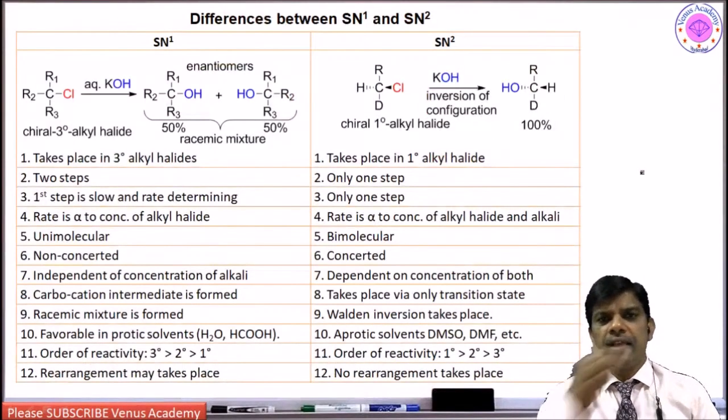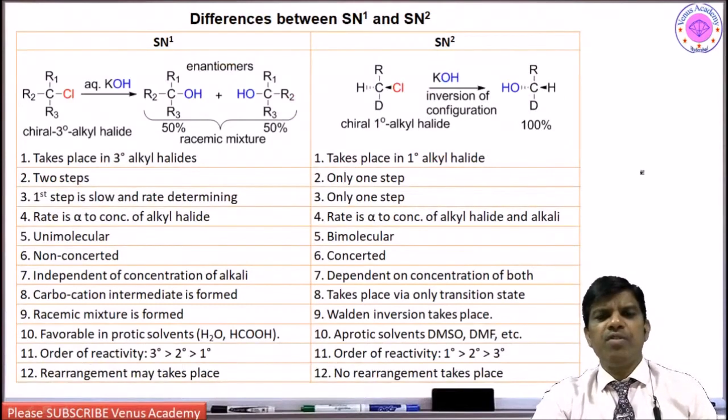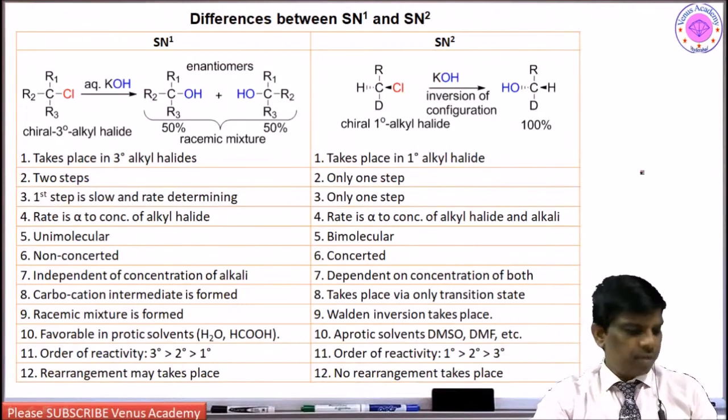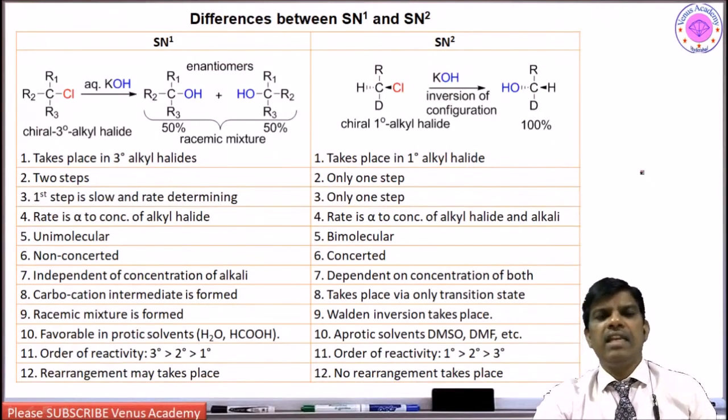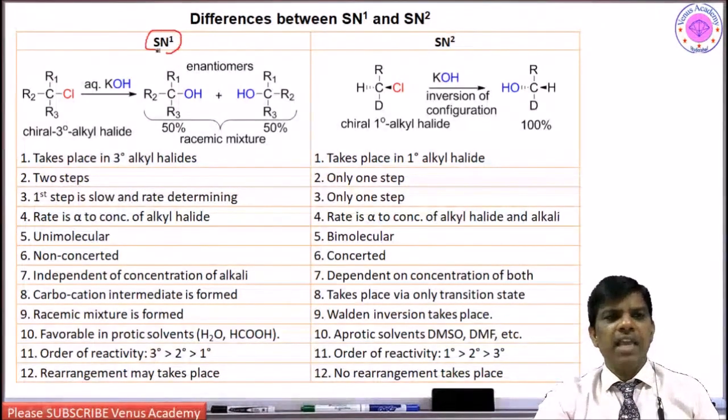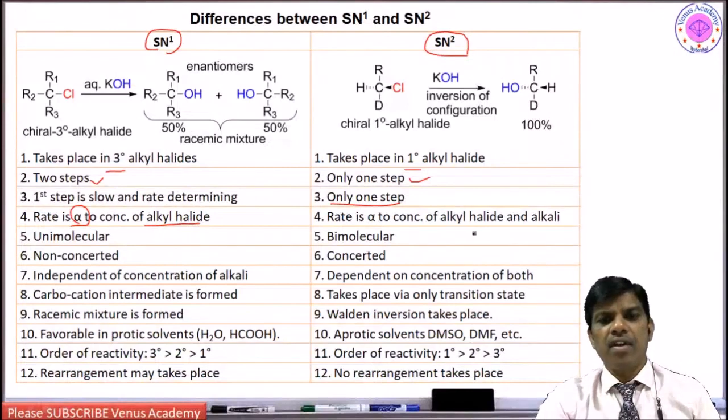The differences between SN1 and SN2 are very important for your board exams, and if you know the concept, then you can solve them in JEE Mains or NEET exams also. SN1 takes place in tertiary alkyl halides, and SN2 in primary alkyl halides. SN1 is two steps and SN2 is only one step. In SN1 the first step is slow and rate determining. Since SN2 is only one step and a concerted reaction, the rate is proportional to the concentration of alkyl halide and alkali, whereas SN1 depends only on the alkyl halide. SN1 is unimolecular, whereas SN2 is bimolecular. Non-concerted means a two-step process, whereas SN2 is a concerted mechanism.